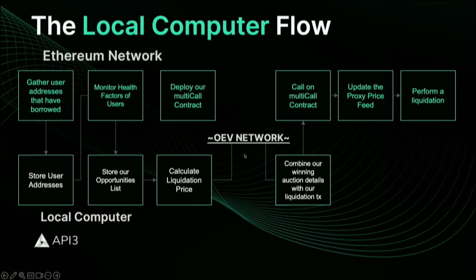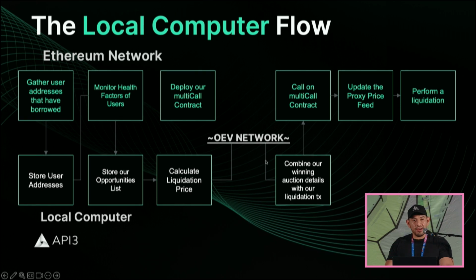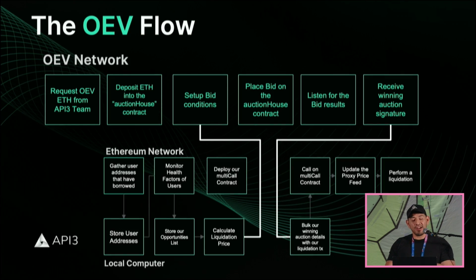And then, going back, we get that signature. We combine it with the liquidation transactions that we calculated on our local machine, and put that into our multi-call contract, which runs on the testnet. The proxy price change on the price feed happens on that testnet, and then we get our liquidation. We win.